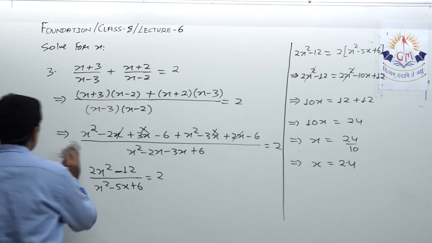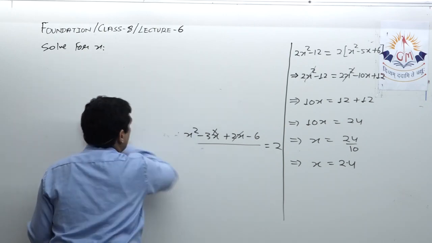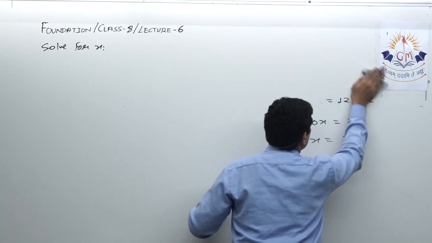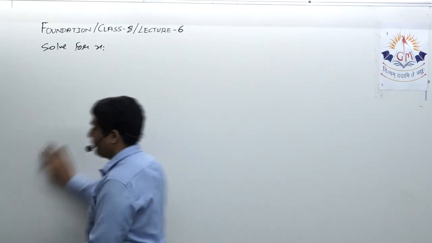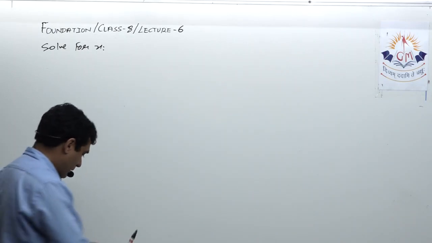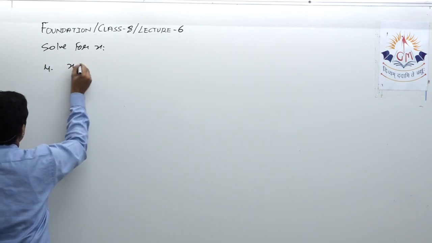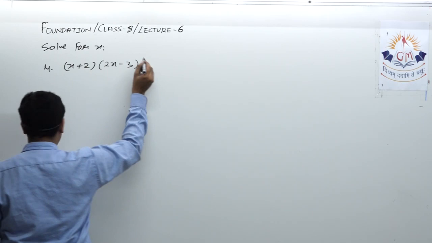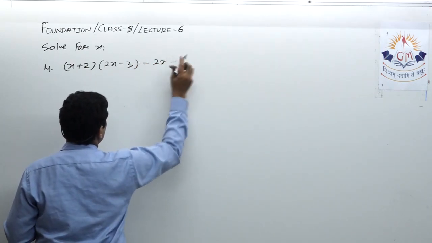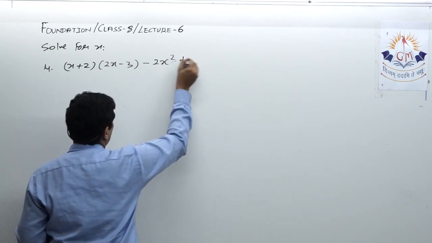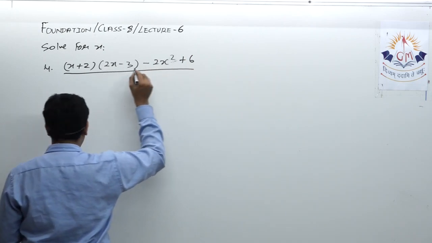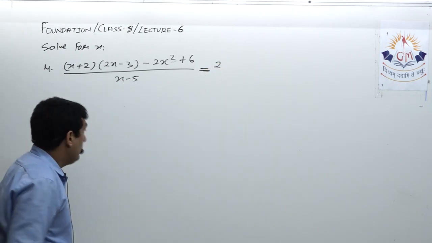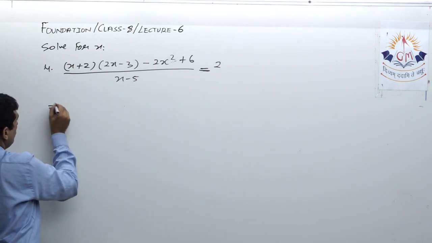Okay, now let us see the next question. Next question, question number 4 for this lecture is x plus 2 into 2x minus 3, minus 2x square plus 6, divided by x minus 5 is equal to 2. Okay, so let us see how to solve it.